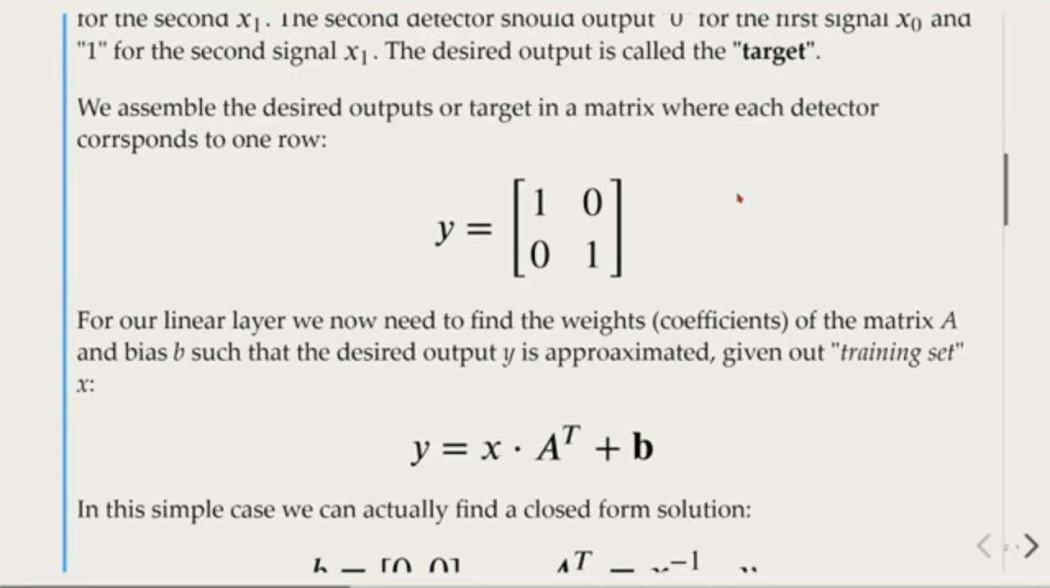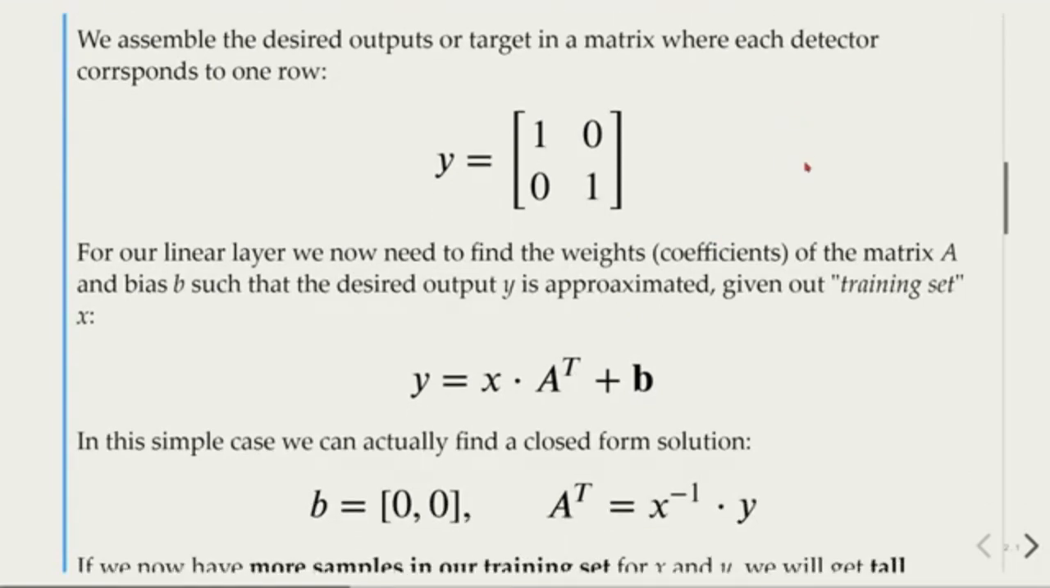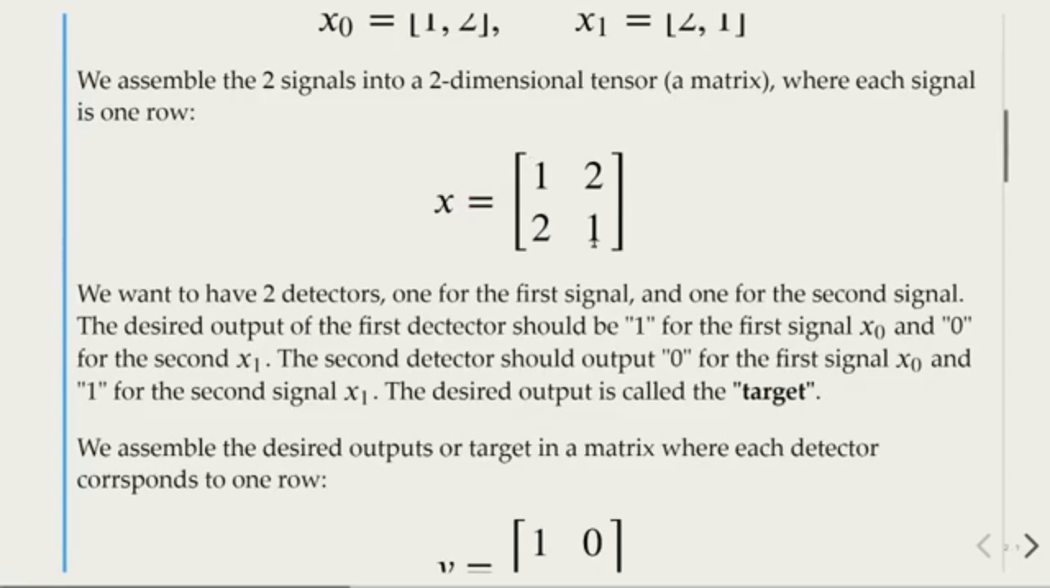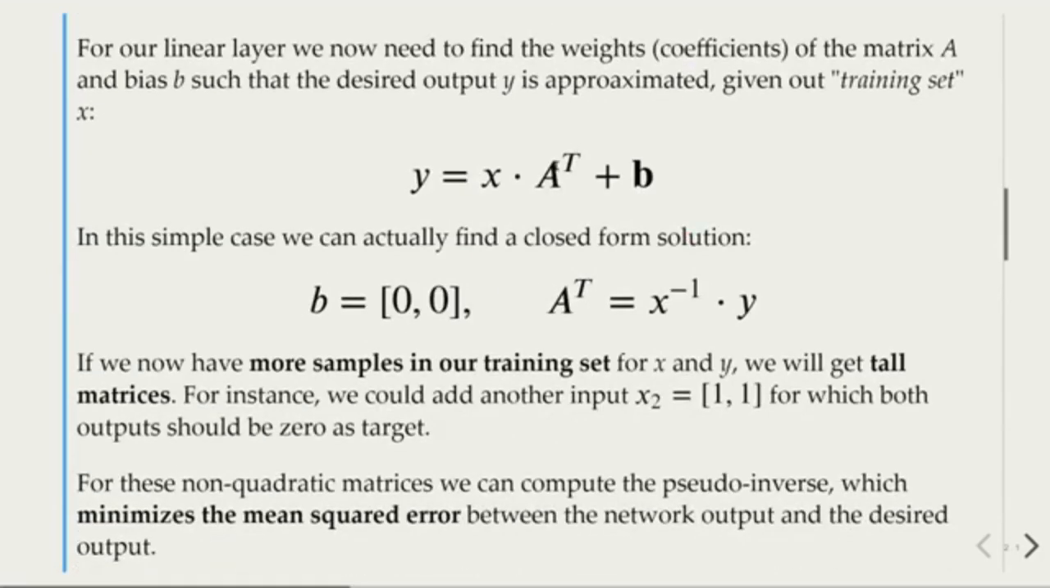For our linear layer, we now need to find the weights or the coefficients of the matrix A and bias B such that the desired output Y is approximated given the training set X. So we have that this matrix should be our input matrix X multiplied by A transpose plus B. This is a matrix of coefficients or weights. This is the bias.